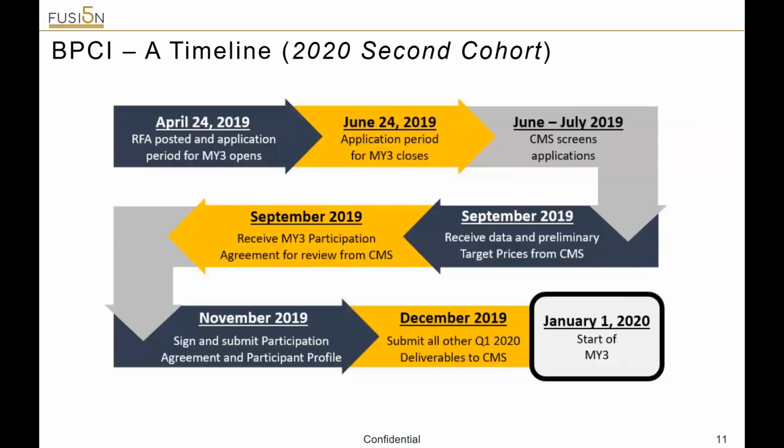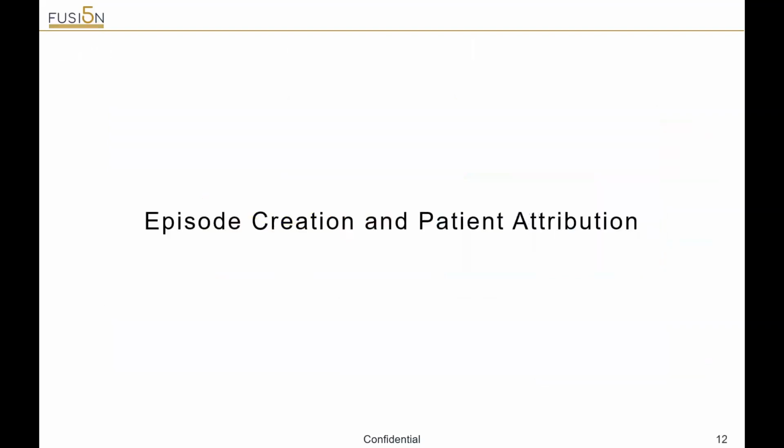The agreement that we generate for any episode initiator is based on whatever agreement the CMS sends to us. By November 1st, we will need to sign and submit the participation agreement and the participant profiles, and this is the time that locks people into going forward in the program. If we do not submit them on a participant profile, they will not be engaged. If they are on the participant profile, they will be engaged in BPCI Advanced beginning January 1st, 2020, with whatever clinical episodes they have chosen. There are other documents that are due in December, the start of the second cohort, January 1st of 2020.